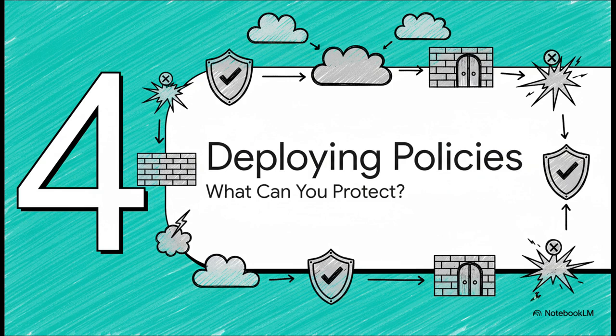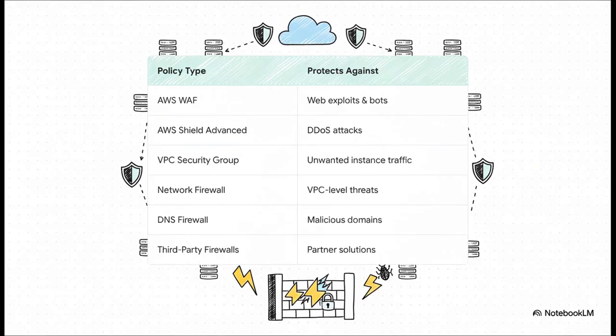Okay, setup's done. Now we get to the fun part. What can you actually protect with this thing? See, Firewall Manager isn't just one tool. Think of it more like a central command center for deploying a whole bunch of different AWS security services. And this is where you really see the power. You can push out AWS WAF rules to stop web attacks.